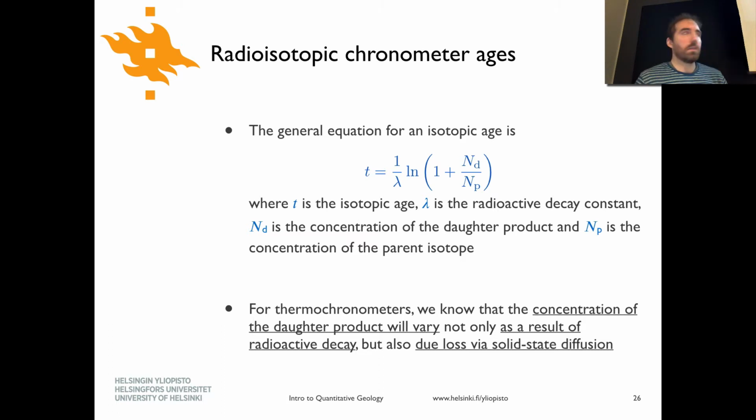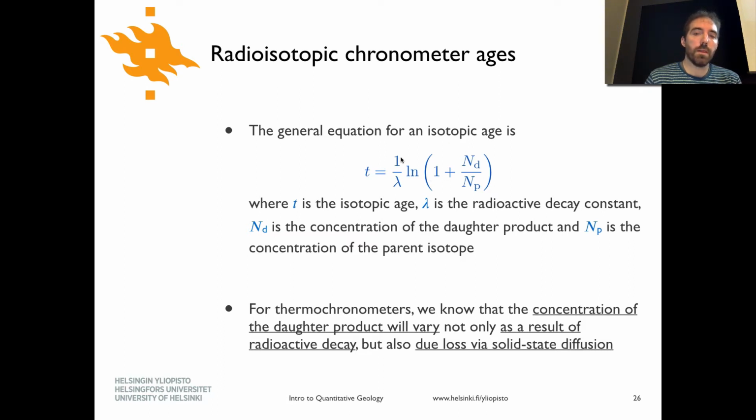So we can talk a little bit now for the next maybe 10 minutes or so about some of the equations that we need to deal with when we think about these ages related to some kind of radioisotopic system. So if you have some radioactive decay, this is the equation you can use to calculate an age. And this is assuming that there's no loss of the daughter product.